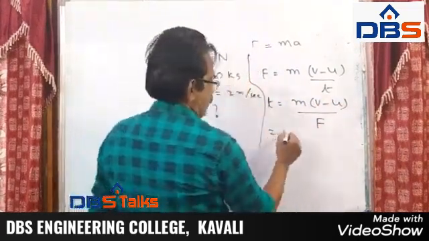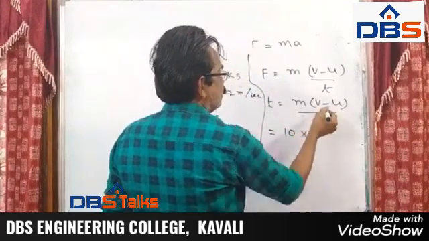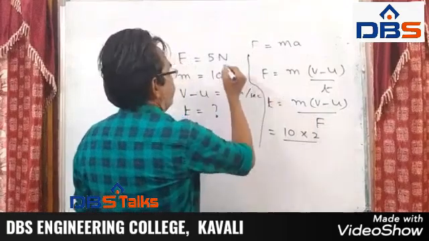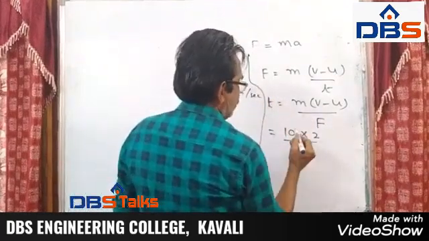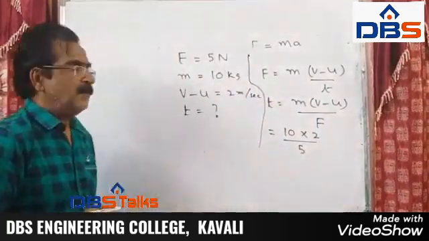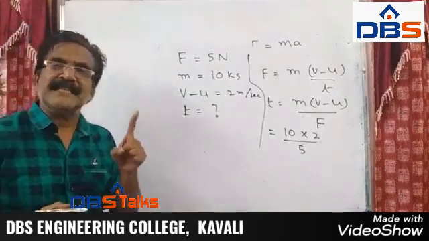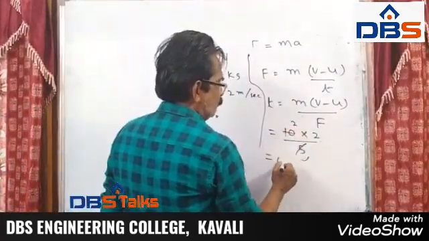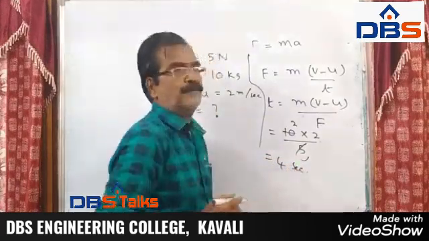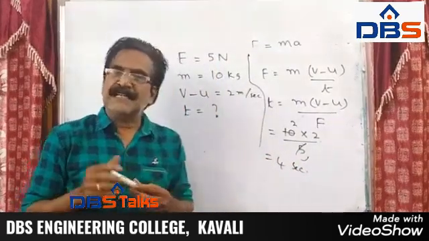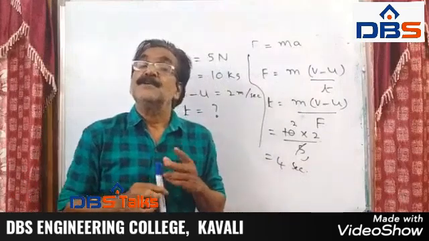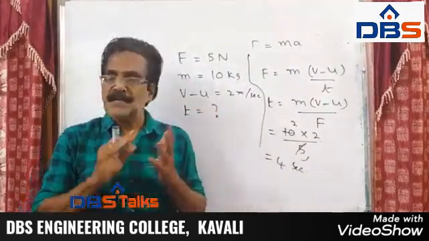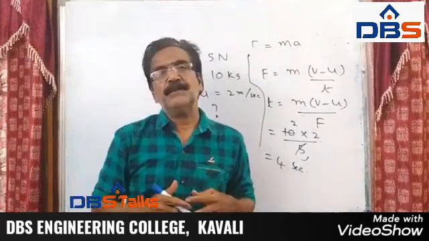m is 10 kg, into v minus u is 2, by F, 5 newtons. So if you do these things, you get t in seconds. 5 2s, 2 into 2, 4 seconds. So in 4 seconds, you have to apply that 5 newtons of force to change the velocity by 2 meters per second.